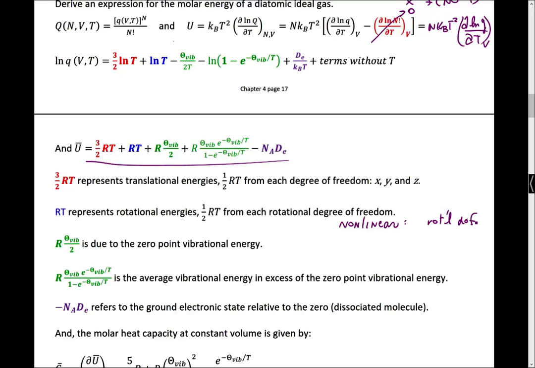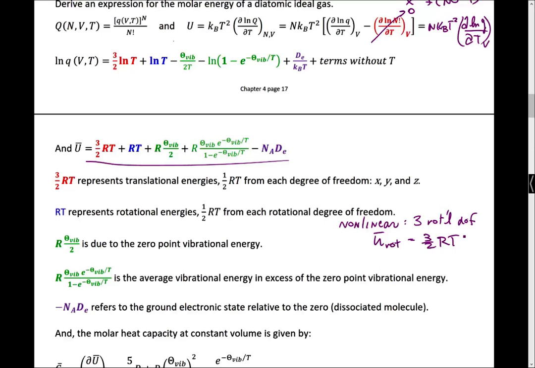All right, so I have a linear molecule. 2 angles describe its position in space. I add another dimension to that, third dimension. I need another degree of freedom to describe that. So how many degrees of freedom for rotations? 3. Thank you. All right, so 3. And therefore, the rotational energy, U rotational, will be 3/2 RT.